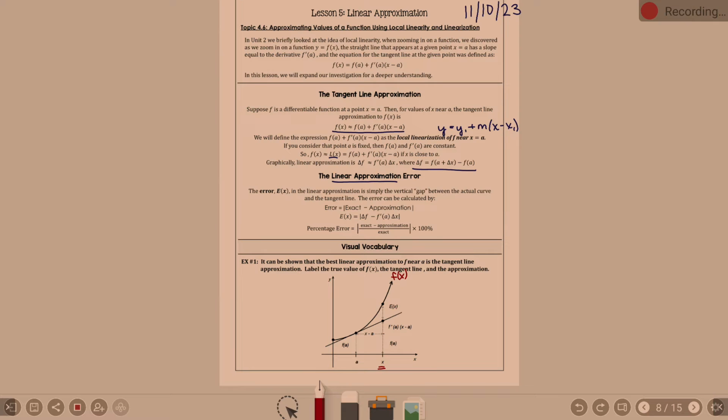That little dot. I'm hoping she means that dot, right? That is the true value of f of x. It doesn't have anything to do with the tangent line or anything. We take x, whatever that value is, and plug it in. That is the true or exact value. I'm trying to figure out where I want to label this.